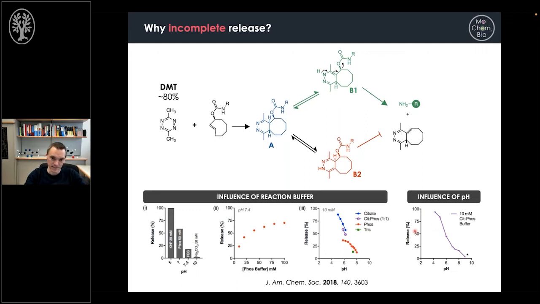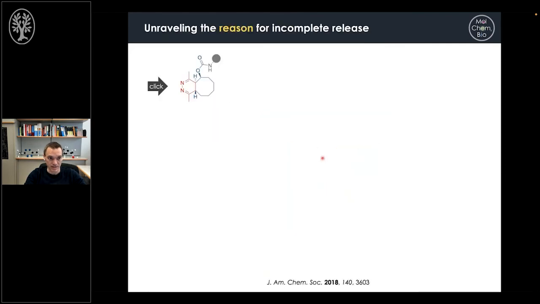HPLC or LCMS clearly showed us it is not an oxidation happening, as the mass was always related to B2. So we were wondering, okay, why is B2 forming, and why is it suddenly becoming a stable tautomer? And the reason is actually that it was not B2, as we were finally able to show. And yeah, let's say unravel the reason for incomplete release.